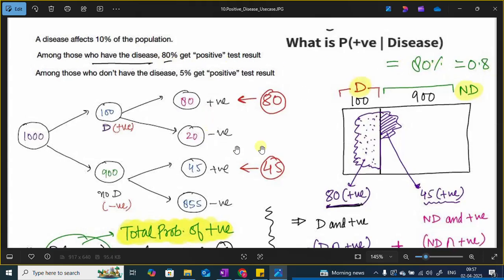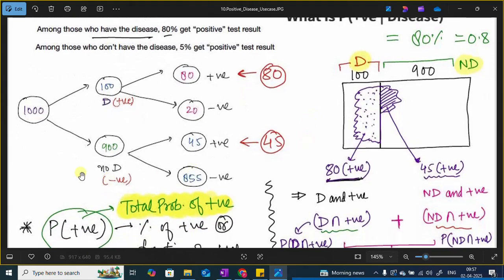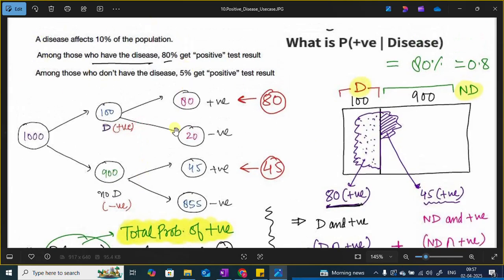Now try to see how I am framing this diagram out of this problem statement, because that is the thing you have to learn from today's class, nothing else. The rest of the thing you can solve on your own. You don't need my help at all. For simplicity, I have taken the total population of, let's say, any city or town as 1,000.